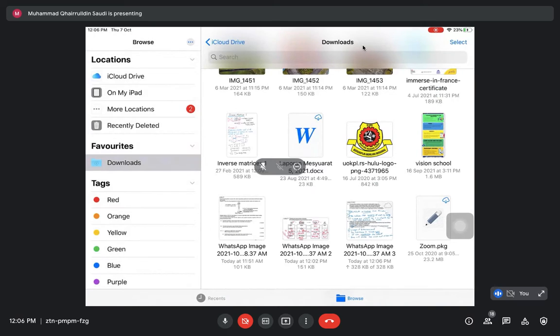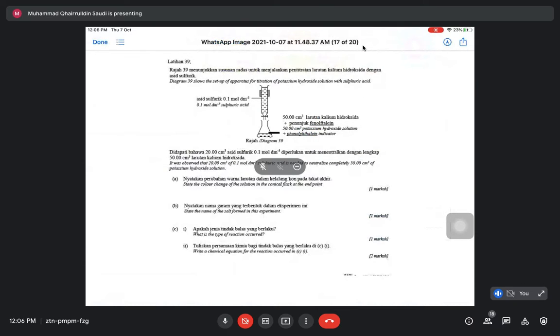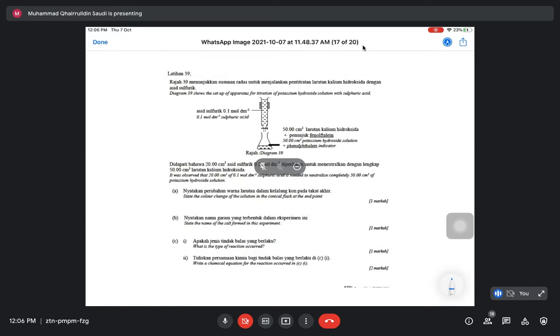Okay, next one, the last one is exercise 39. Diagram 39 shows the setup of apparatus for titration of potassium hydroxide solution with sulfuric acid. Potassium hydroxide solution with sulfuric acid. You have to know what is used. So what is our standard solution here?